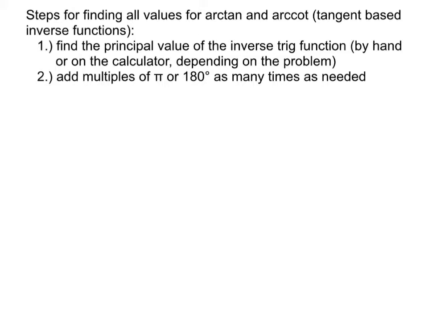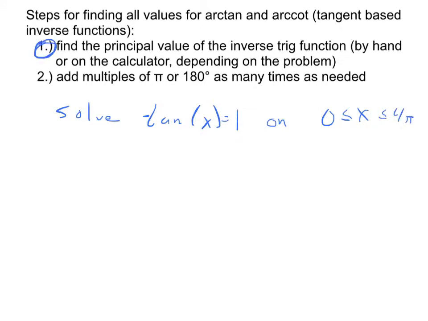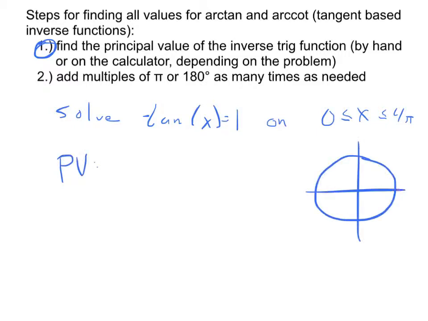I'll start with a fairly easy example, one that hopefully we'll know pretty well. Let's say you were asked to solve the tangent of x equals 1 on the interval from 0 to 4 pi. Right? So step 1 is we're supposed to find the principal value. So I would go to my unit circle, and think, where would I find a sine x over cosine x of 1? Well, that would happen whenever sine and cosine are equal to one another. So that's basically going to happen right here at pi over 4.